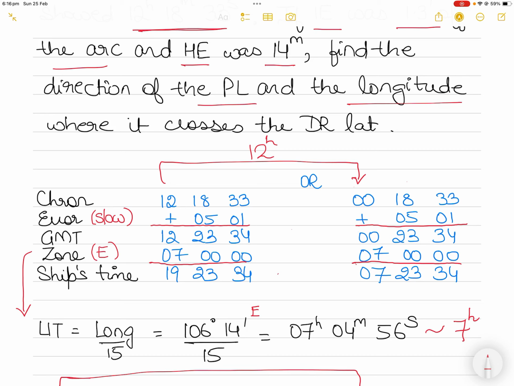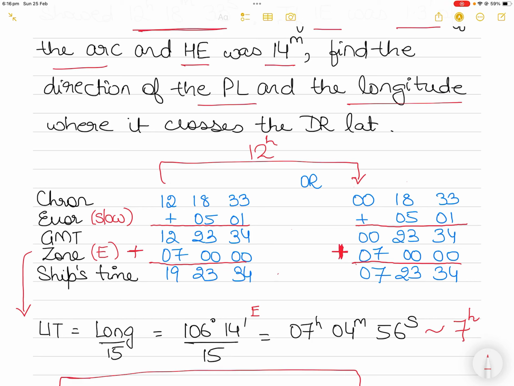And then we apply the error. So if it is slow, you add to it. If it is fast, you will subtract. So we add the slow error in both the cases, we get the GMT. And then what we do is we find out the zone. In this case, the longitude is east, so the zone will be east. So we will be adding our zone to the GMT time. If it was west, you would have subtracted.